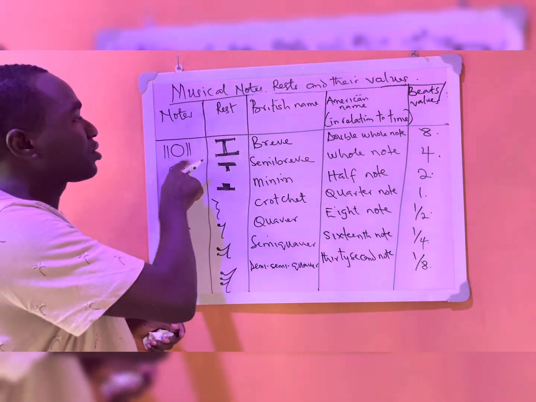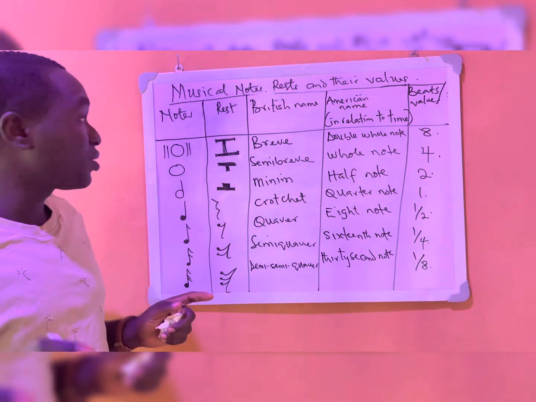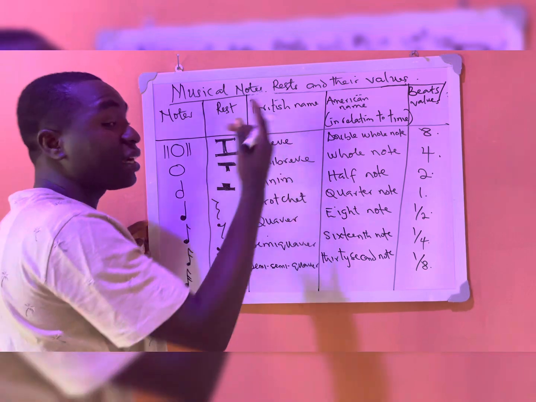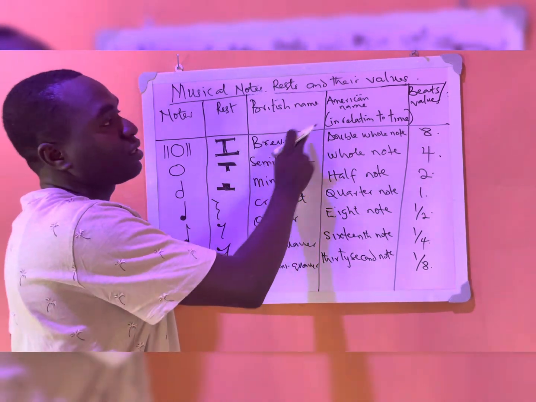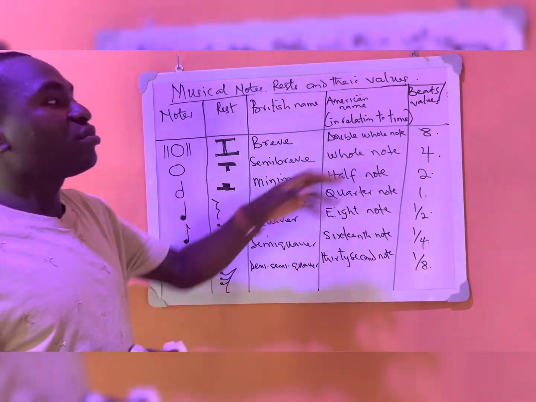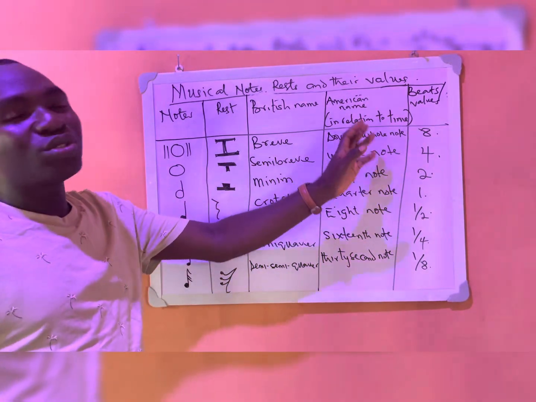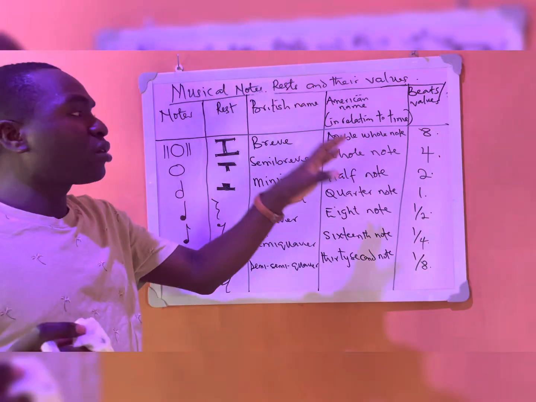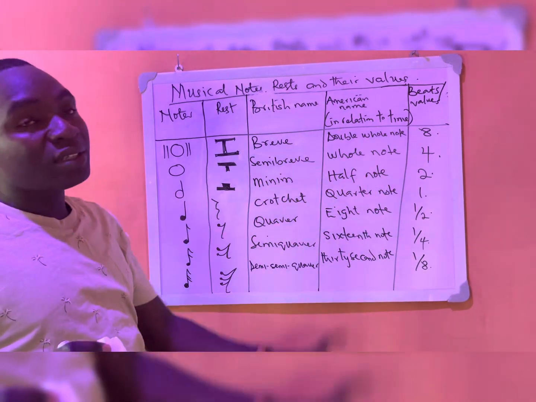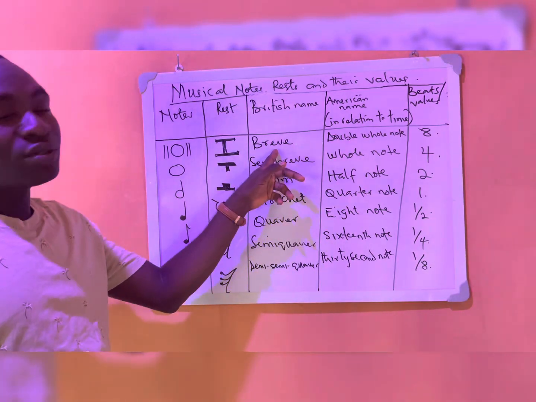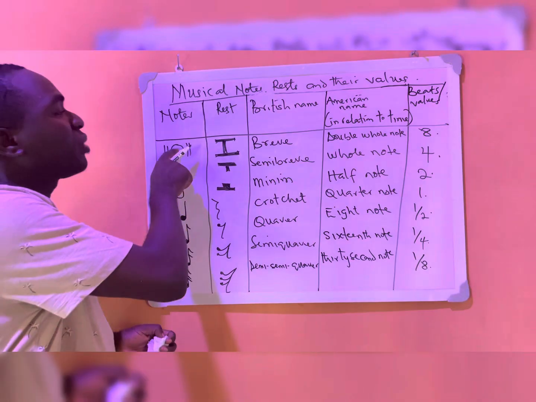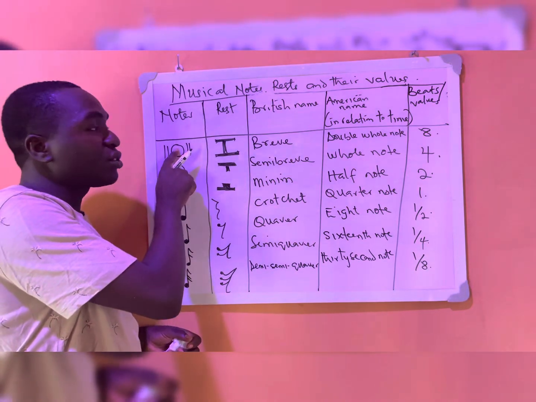So these are the notes, they are symbols, which you have to master very well. The rests applicable to them, the names, they have two names, the British name and the American name, and then the value or the beats. Now the American name is in relation to time. By the time we get to time signature, you are going to understand the application of this American name. But for now, we're going to be sticking to this as a name for these symbols. Now let's look at them one by one. This is the first note.